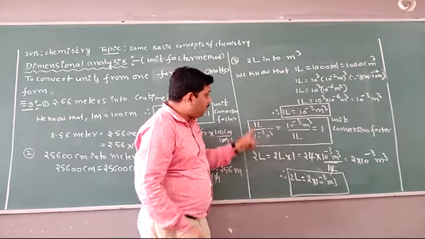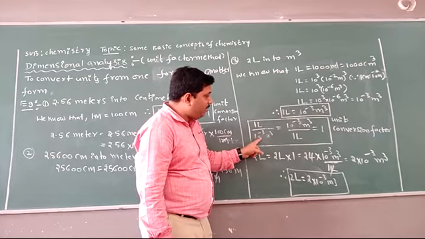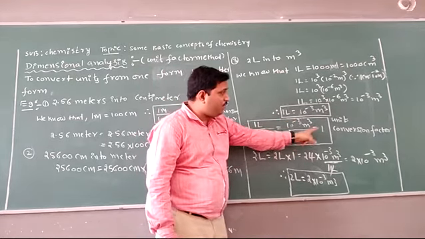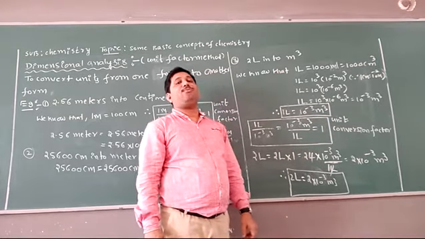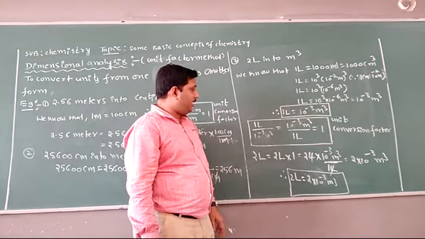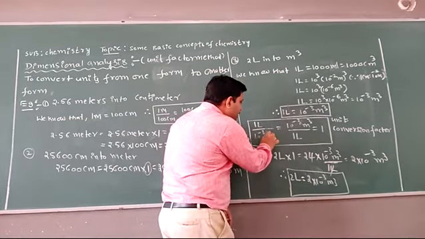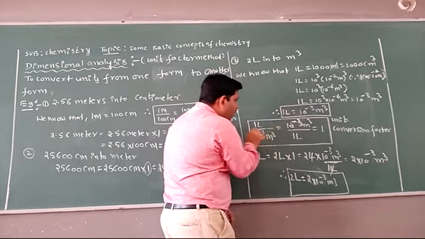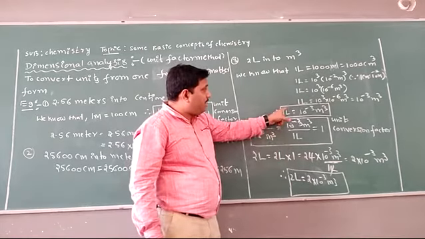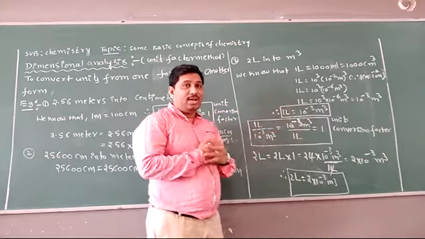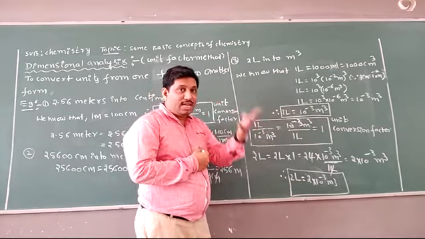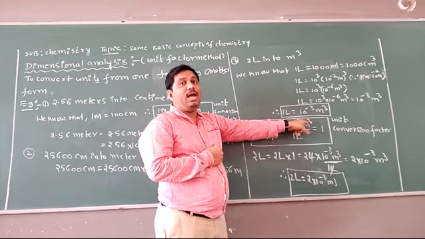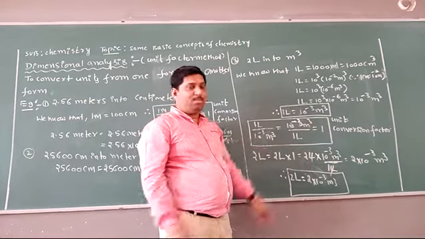Therefore, from this one, 1 liter by 10 to the power of minus 3 meter cube is equal to 10 to the power of minus 3 meter cube by 1 liter, which is equal to 1. That is the unit conversion factor. Okay, students, now we have to convert liters into meter cube. Meter cube in the conversion factor is in the numerator, similar to meters and centimeter.